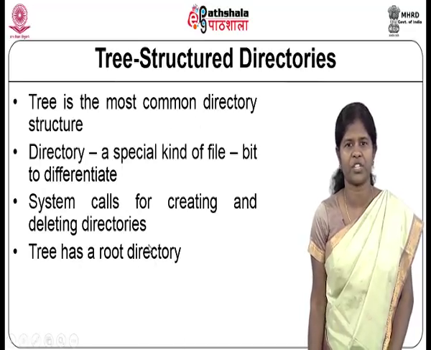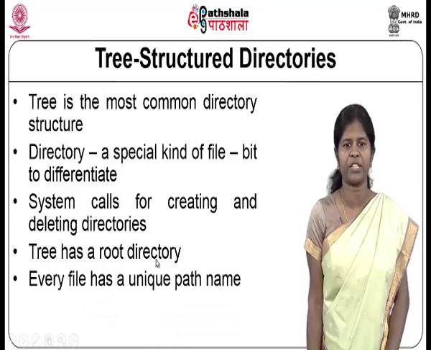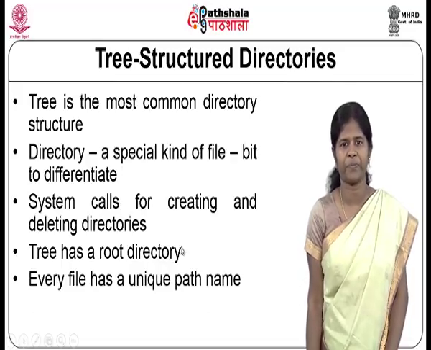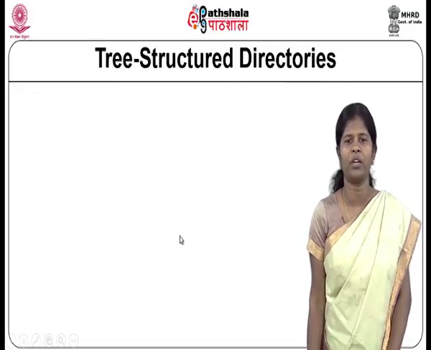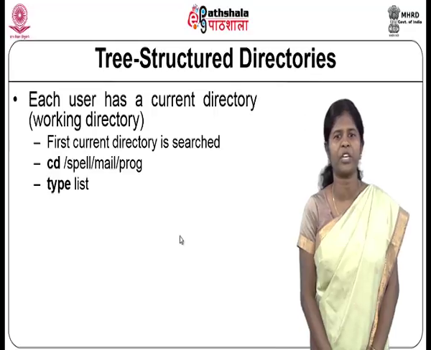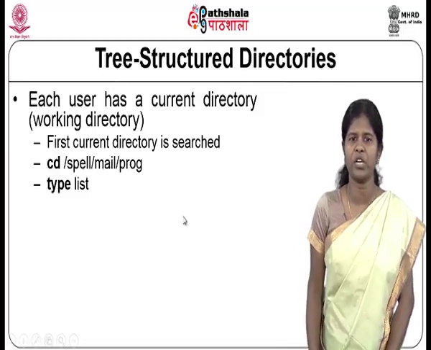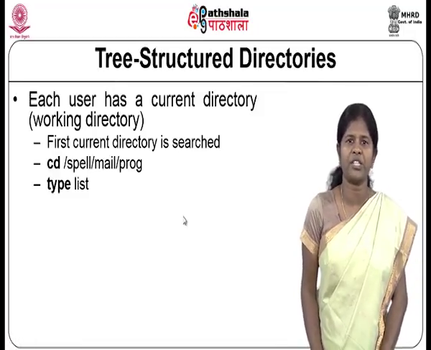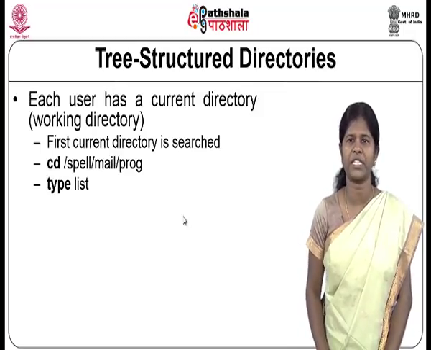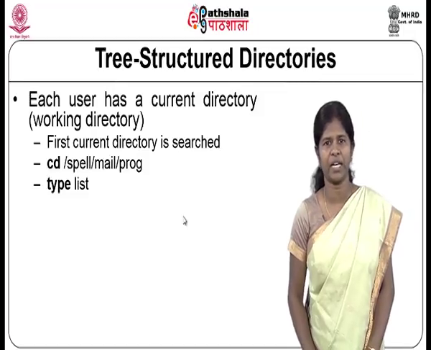So, the tree structure will have a root directory, and beneath the root directory there will be a number of subdirectories, and beneath that you can have a number of files and other subdirectories and so on. Every file here will have a unique path name, and here users will be assigned something called a current directory, or the directory in which they are currently working. Whenever a user logs in, he will be assigned a current directory, and that will be the directory in which the file will be searched. Whenever there is a need to access a file, the file will be searched first in the current directory.